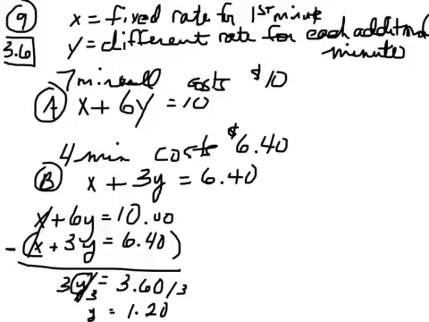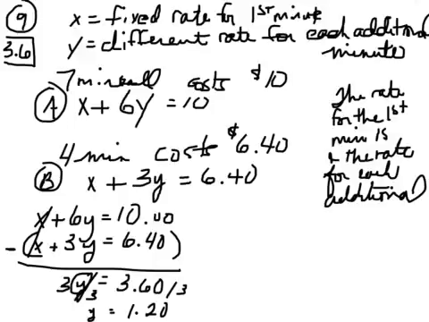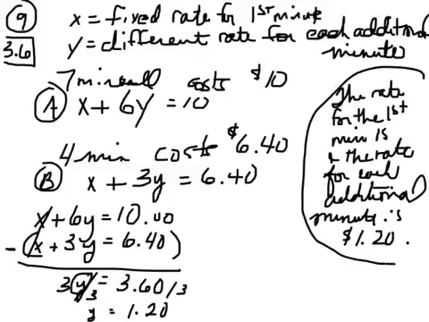Okay, so the rate for this, and that's what they want, both rates, right? Let's see. Yeah. So the rate for the first minute, we haven't found that yet. That's our x. I'll just leave a blank for it. And the rate for each additional minute, remember we should always write our word problem answers in a full sentence. The rate for each additional minute is $1.20 per minute because that's what y was. Okay, so here's where we're going to put our answer.